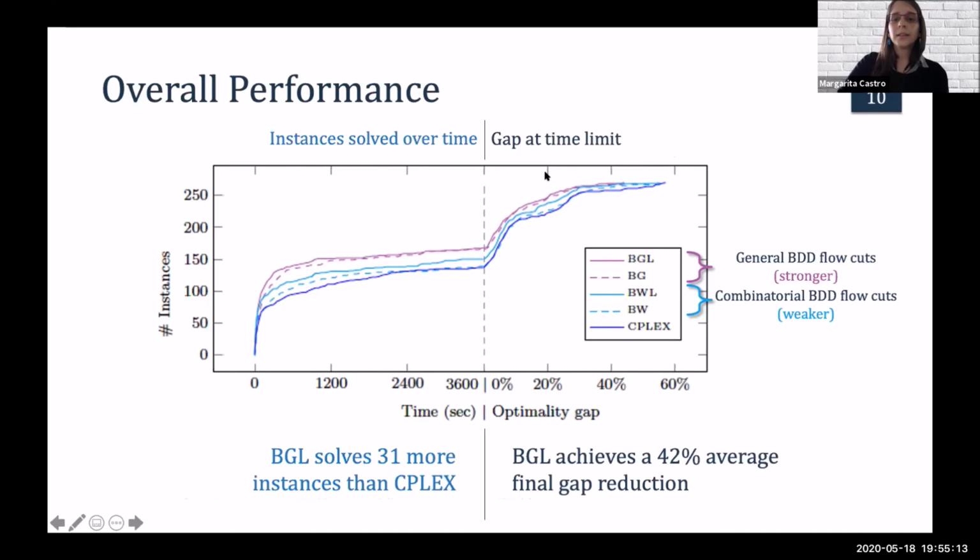Now the right-hand side of the graph is the gap at time limit. We have the accumulated graph for Cplex and our other techniques. We can see also that our techniques are above Cplex, and we actually achieve with the best one a 42% average final gap reduction.